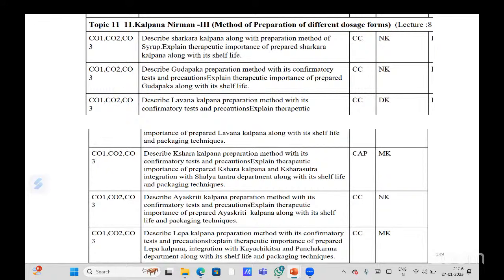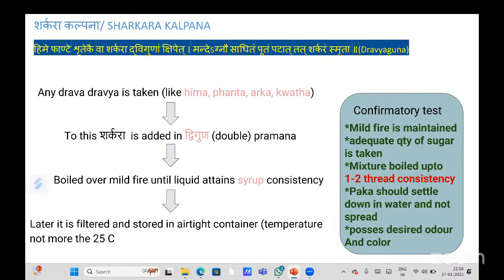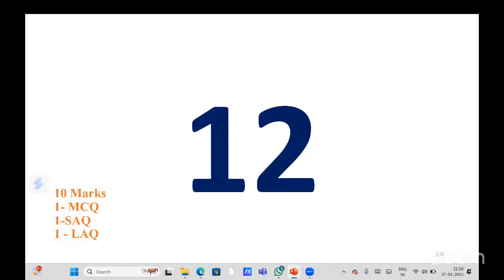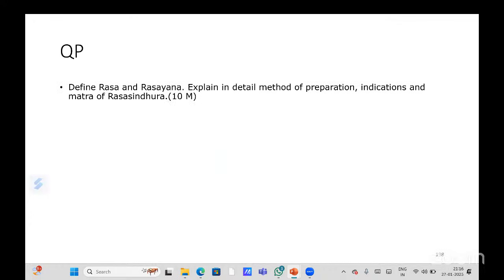They may ask a long essay in these two only: Sharangadhara Kalpana and Lepa Kalpana. Okay, so this is in relation with syllabus point number 11. Next, moving to syllabus point number 12. Again it carries 10 marks. You may get one long essay here.